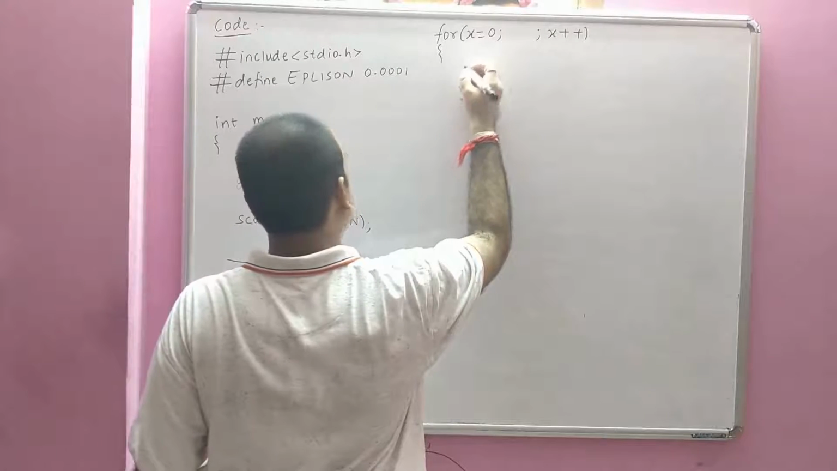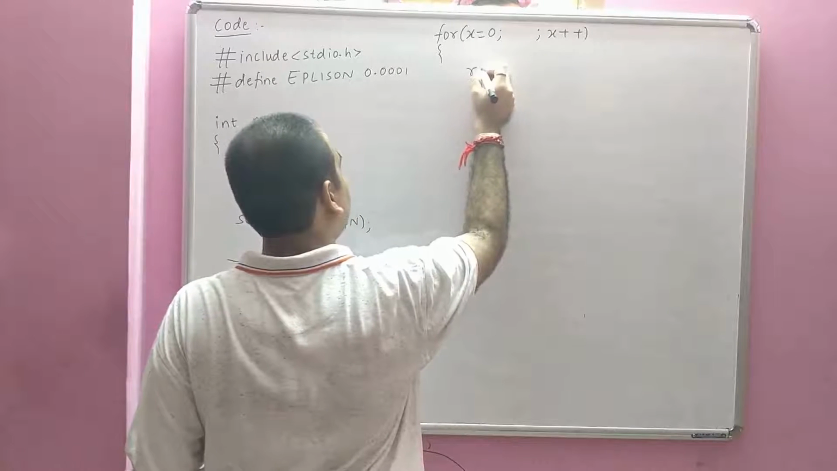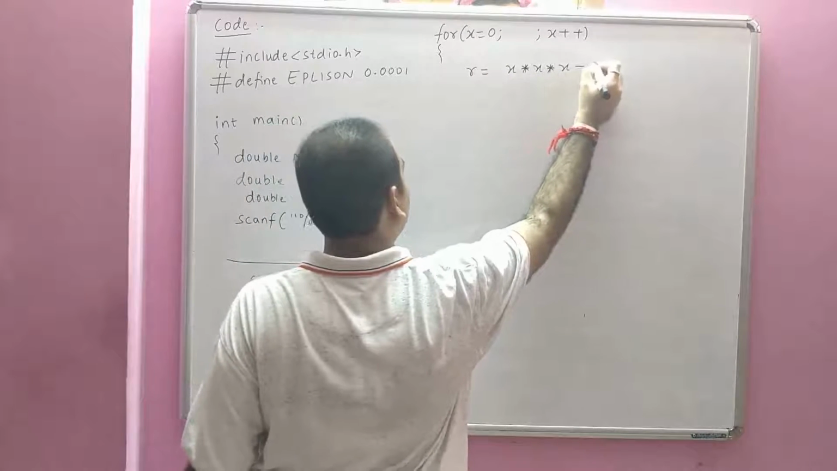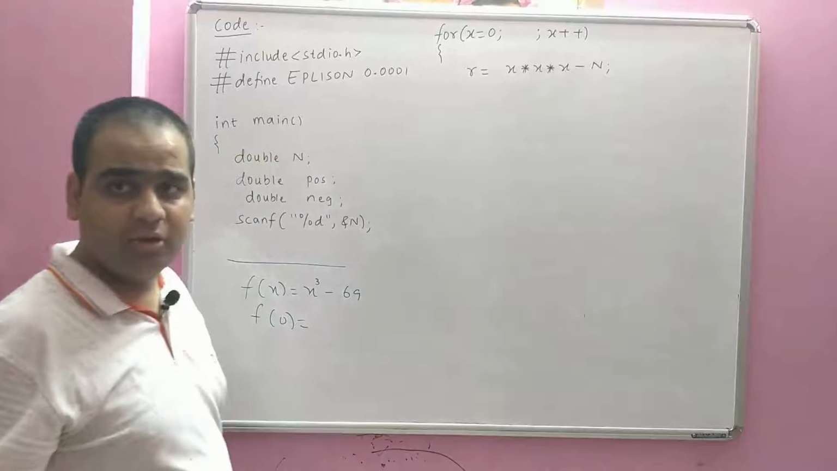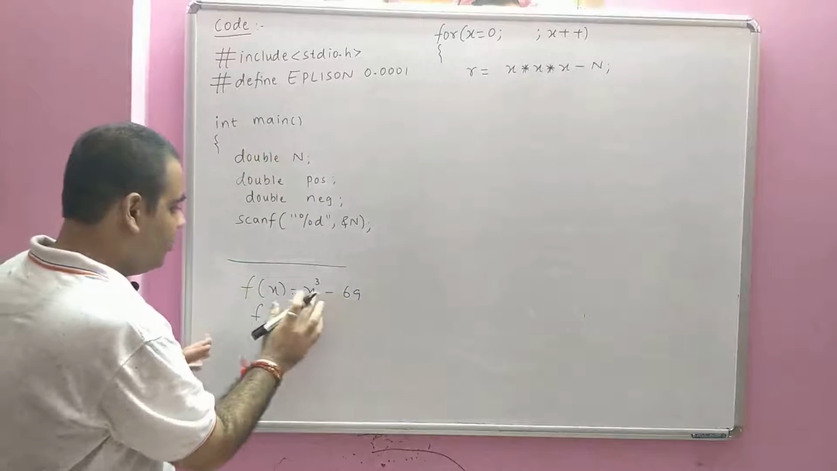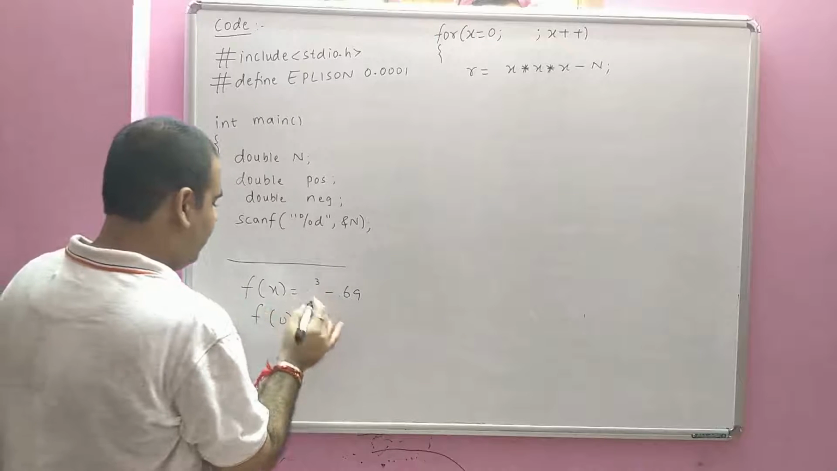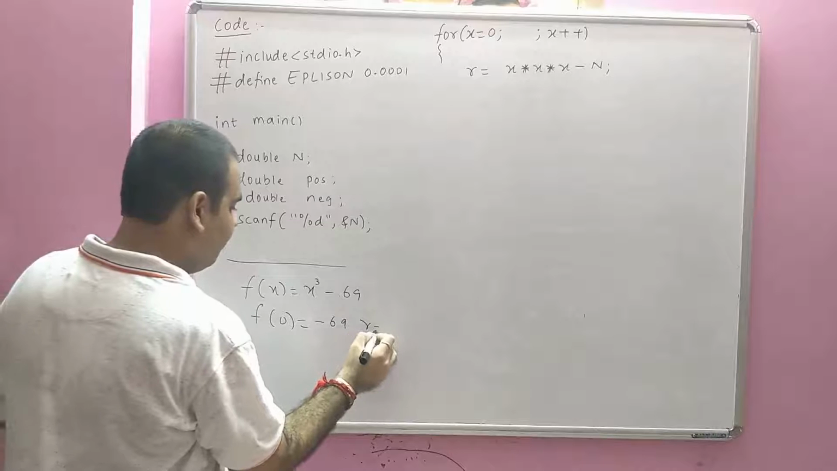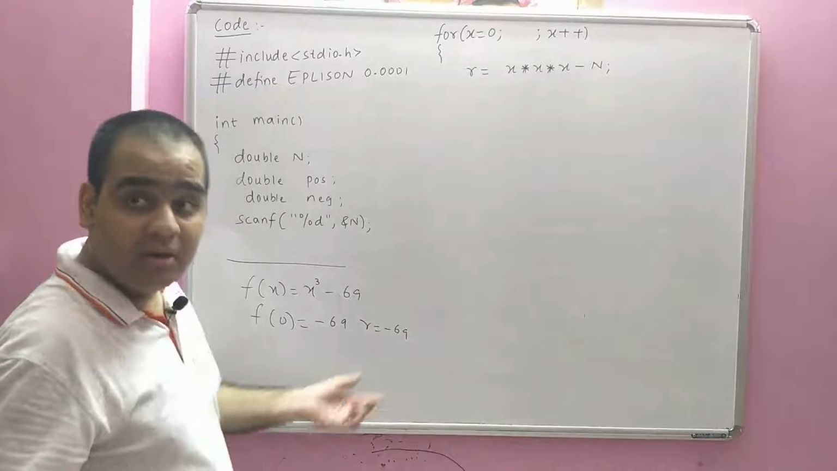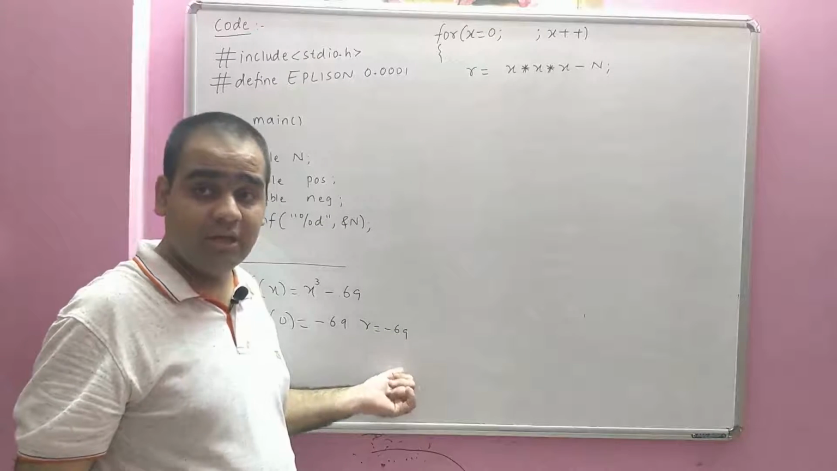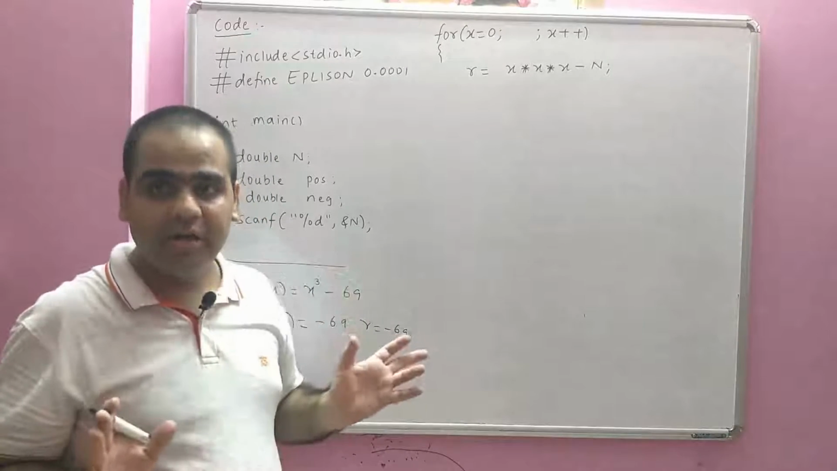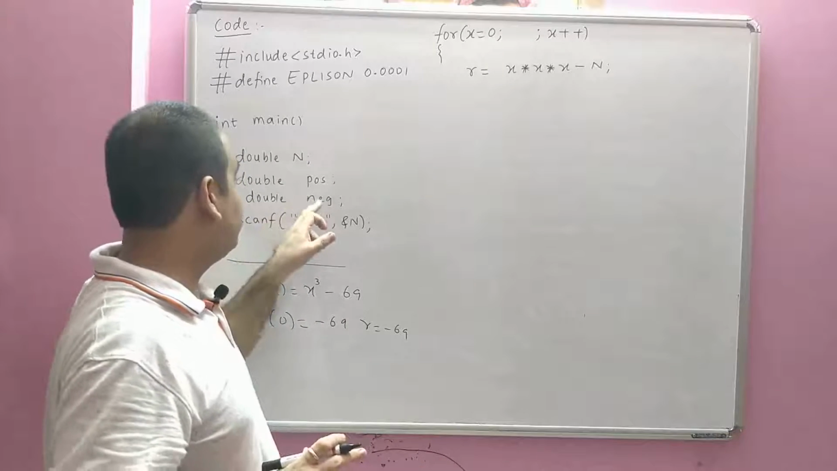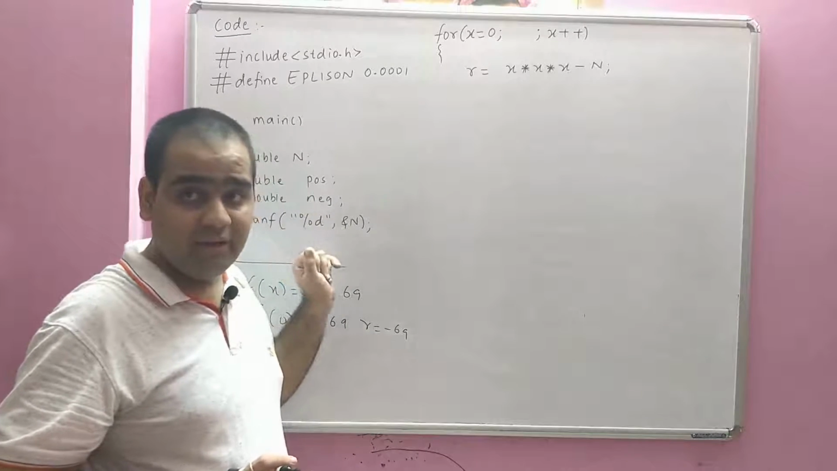Therefore, let us say double r is equal to x into x into x minus n. Is that okay? That is x cube minus n. Now, x cube minus n is 0 cube minus n. And what is 0 cube minus n? It is minus 69. Hence, the value of r will be minus 69. Now, is minus 69 less than 0? Yes. That means you got something on the negative side. Therefore, you need to store in the negative variable.